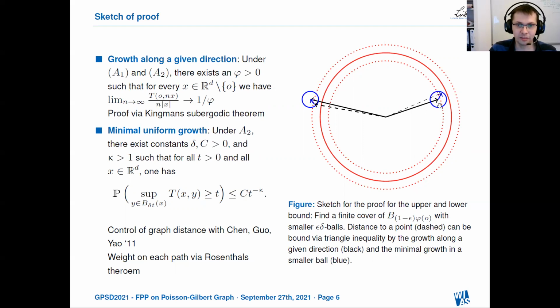With those two ingredients, we can finish the proof by covering the ball with smaller balls of radius epsilon delta. Our first condition gives us that we need 1 minus epsilon t time to reach the centroid, or the center, of the ball, and then epsilon t time to reach any point in the ball. This way we can fully infect any point in the ball, and as there was a finite covering, we can fully infect the 1 minus epsilon ball. The upper bound works exactly the same.